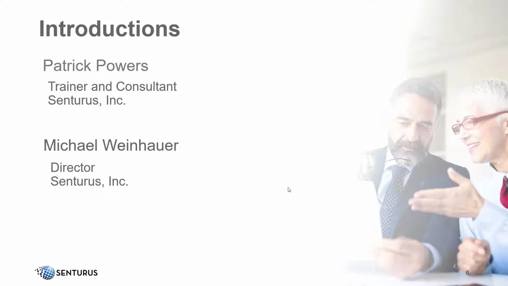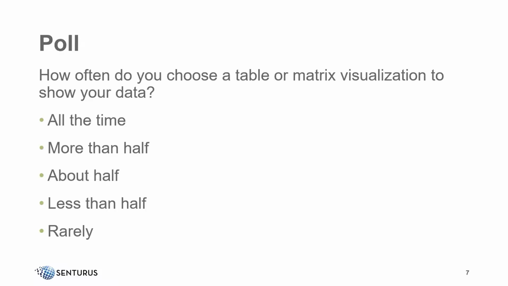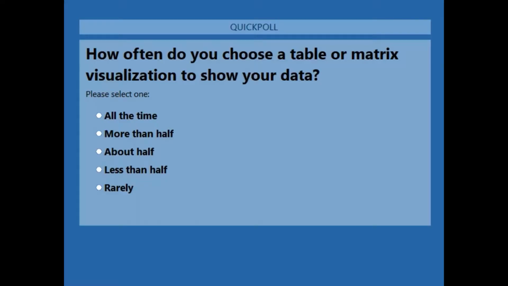So before we dive into the content today, we always like to get a finger on the pulse of our audience. So we're going to ask you a quick question here. And the question is, how often do you choose a table or a matrix, i.e. a text-based visualization, to show your data? And is it all the time, more than half, about half, less than half, or rarely? So go ahead and get your votes in there. We'll get a feel for how visual our audience is, and maybe we can move the needle on this a little bit today. All right, looks like that's about all we're gonna get.